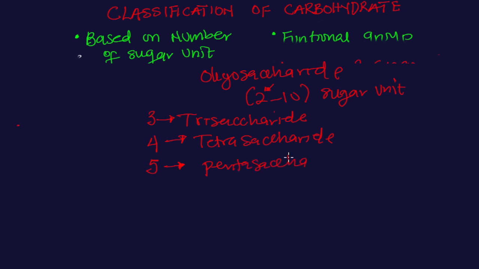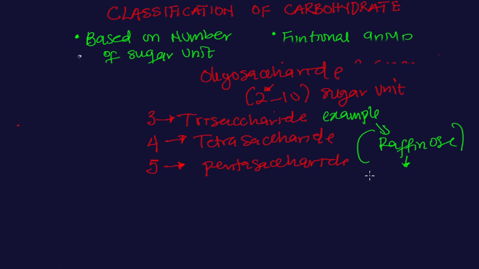I'm going to give you an example of the common one that we have. Oligosaccharide with 3 sugar units is mostly referred to as raffinose. Raffinose is an example of an oligosaccharide with 3 sugar units. And what are the components present in raffinose?